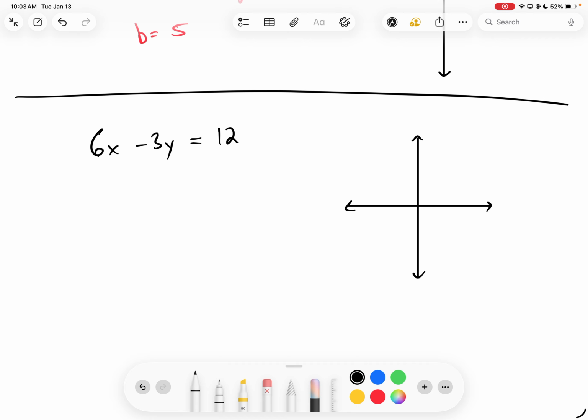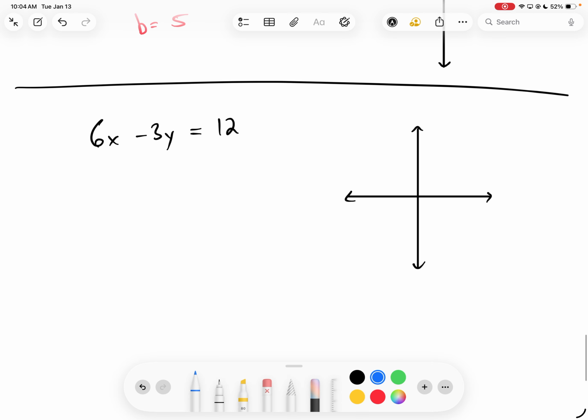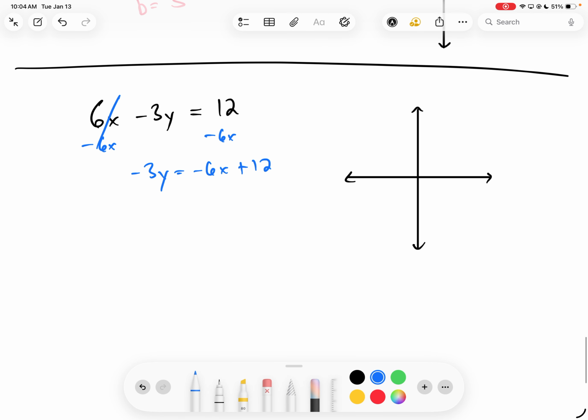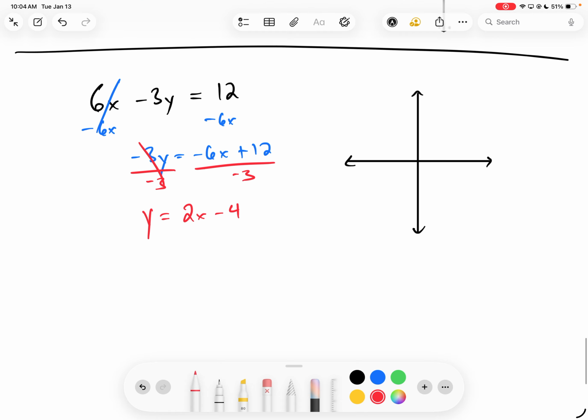All right, just got to be careful with the algebra a little bit here. Kind of the same pattern on these, and we try not to do too much algebra in this class. Get the y by itself, so you subtract 6x from both sides. Those cancel out, so I get negative 3y on the left. On the right, I have negative 6x plus 12. Then to get y completely by itself, I'm going to divide everything by negative 3, so those cancel out, and I get y. Negative 6 divided by negative 3 would be 2x. 12 divided by negative 3 would be negative 4.